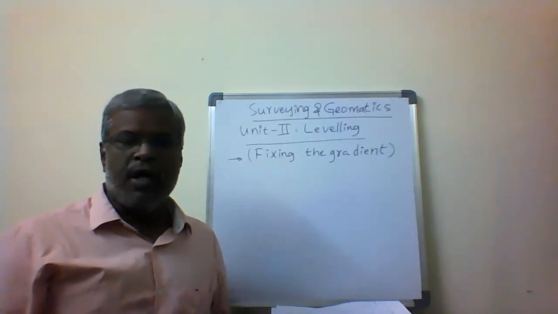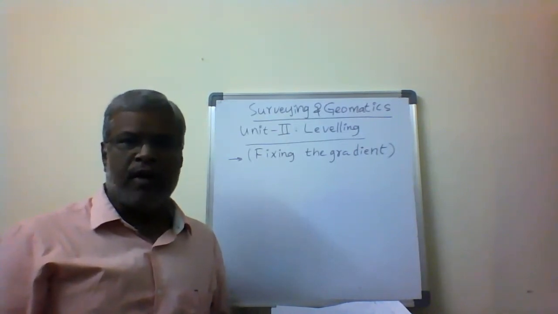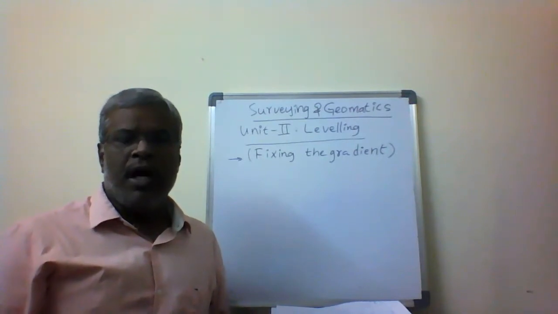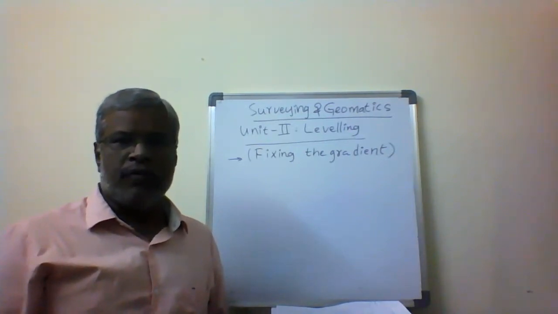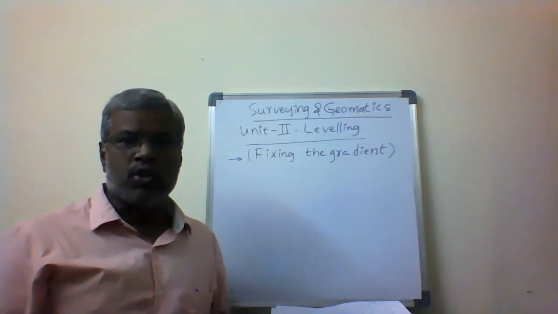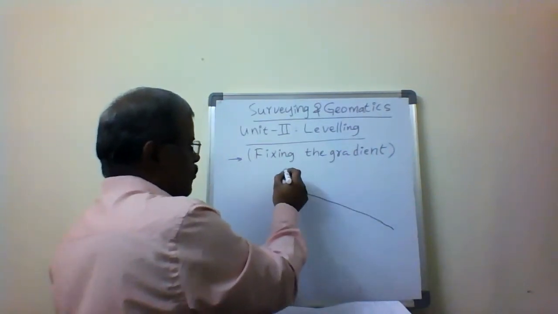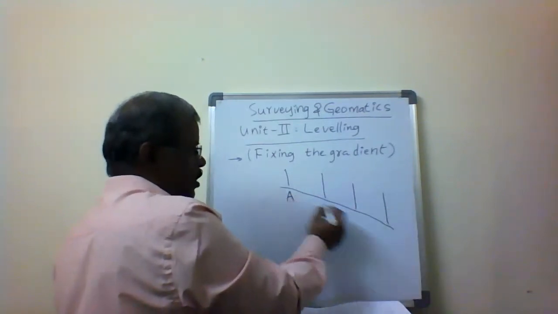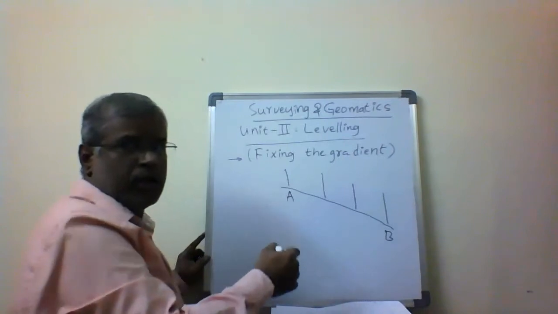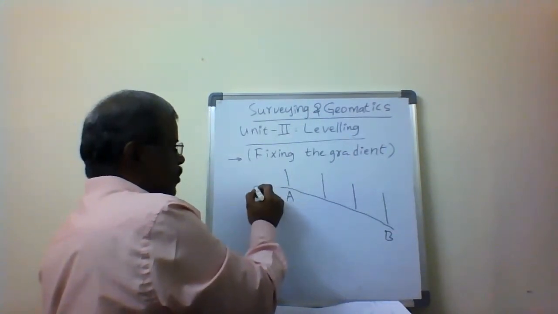If we are taking continuously sloping ground, how are we going to find out the gradient? We find the gradient by using the two methods of reduction of levels: either the height of instrument method or the rise and fall method. The fixing of the gradient is called continuously sloping ground. So the various staff readings we are going to take, and what is the gradient between A to B.